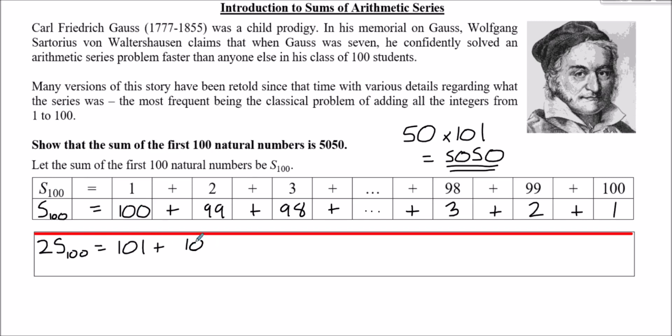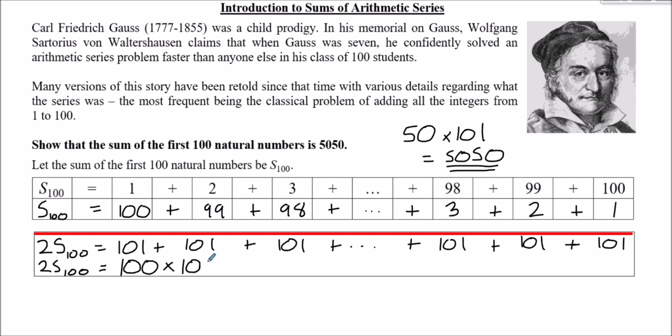plus 101 plus 101 plus 101 plus 101 plus 101. So that's going to be 100 lots of 101. So two lots of the sum of the first 100 numbers is going to be 100 multiplied by 101.